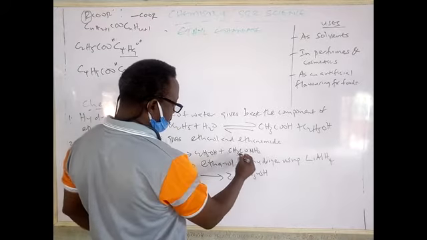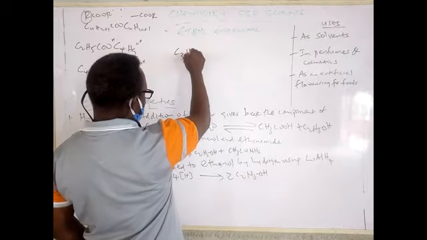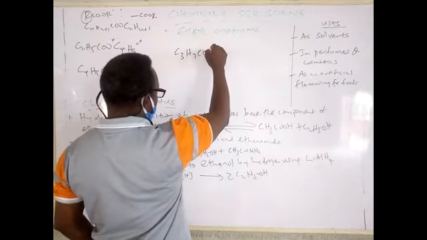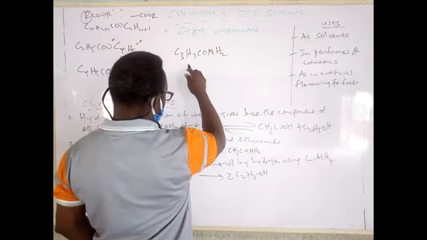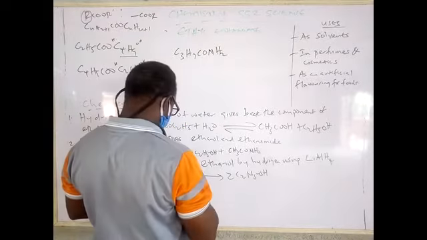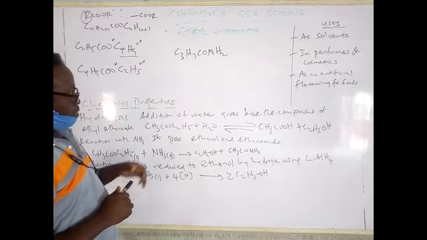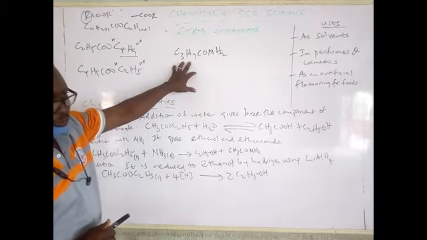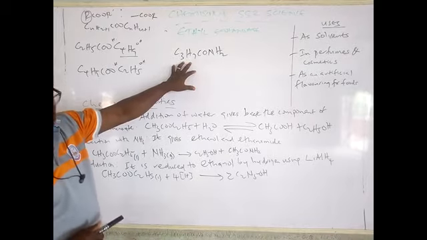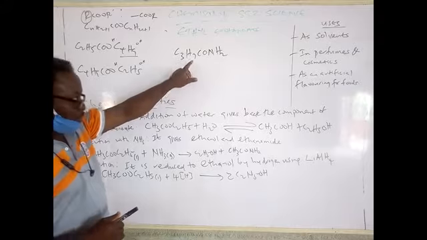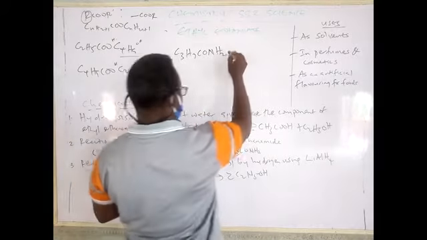If I write C3H7CONH2, what do you think the name will be? C3H7 is an alkyl, which is propyl, but there's an additional carbon making 4. So this will be butanamide.